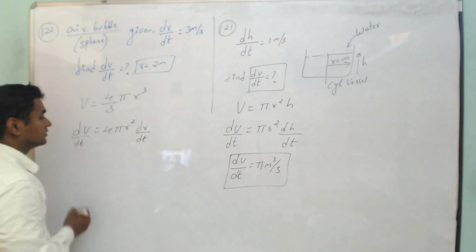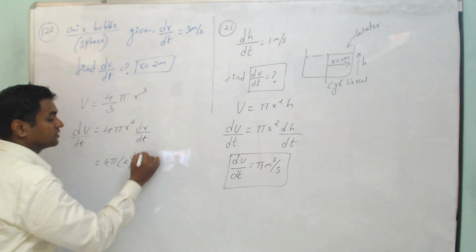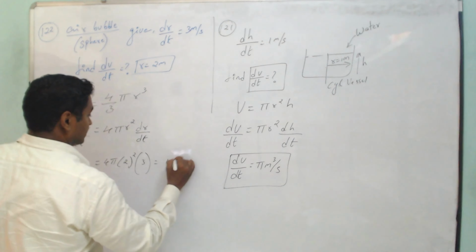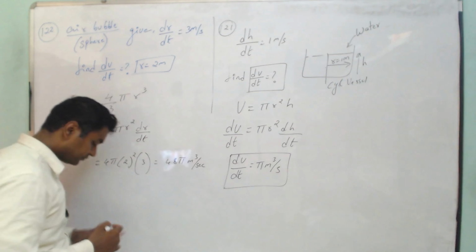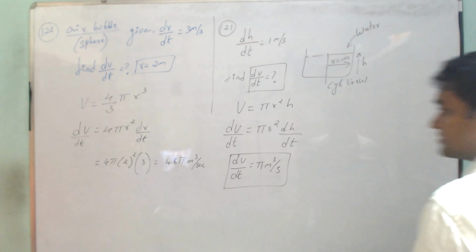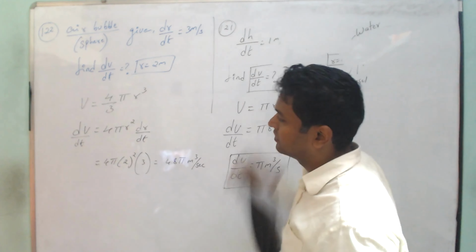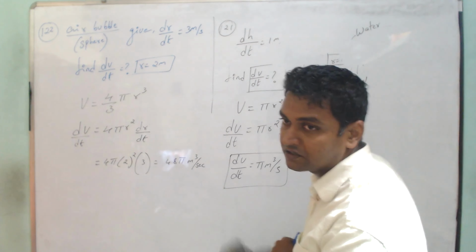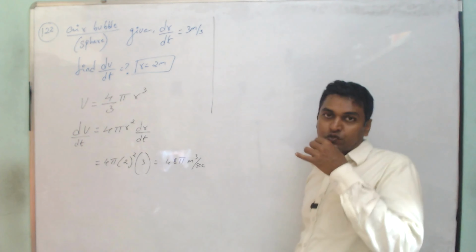Now just substitute. 4 pi, radius is 2 meters squared, dr by dt is 3, so the answer is 48 pi meter cube per second. Substituting the value of the radius too: r is 2, 2 square is 4, dr by dt is 3, 4 times 4 is 16, 16 times 3 is 48. Fine? Let's make some other story.